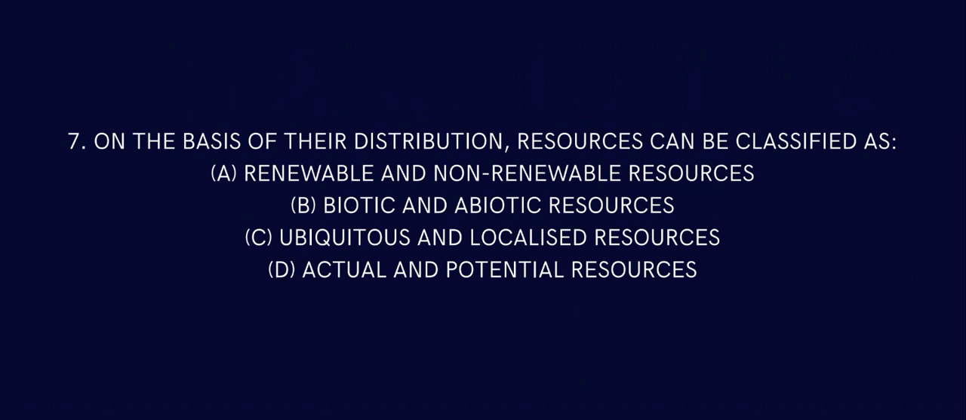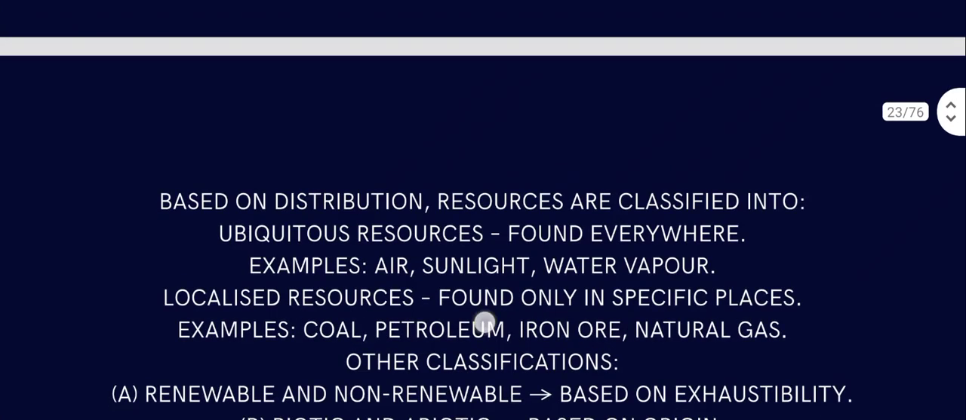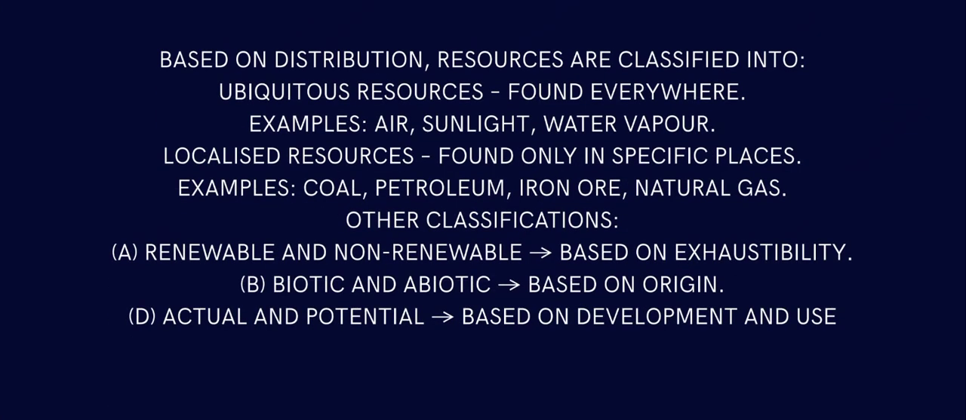Renewable, you understand, but ubiquitous and localized, that is classified as what? Distribution, because what is in local or what is in outside. So that is why our answer is ubiquitous and localized resources. It might be pronounced differently, but ubiquitous. So here's the distribution. Based on the distribution, resources are classified into ubiquitous resources, that is found everywhere.